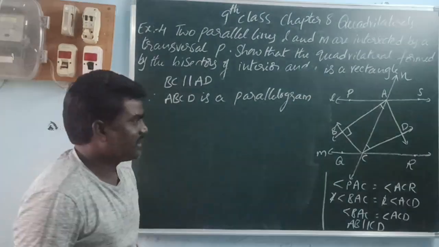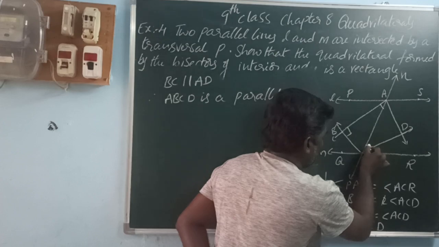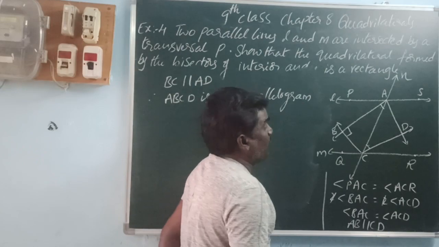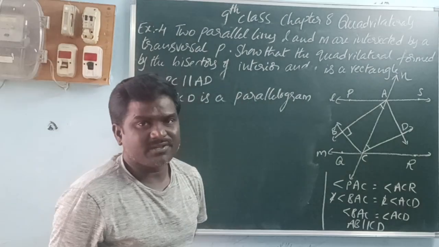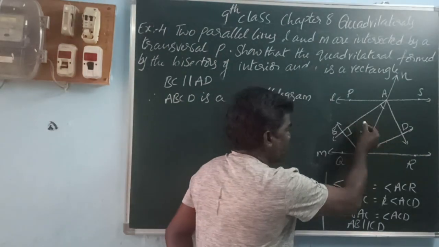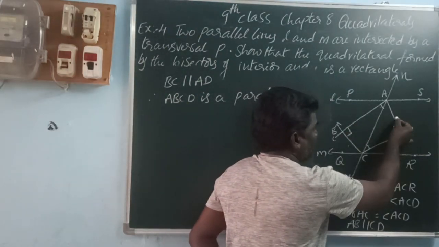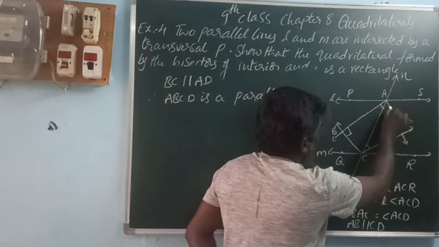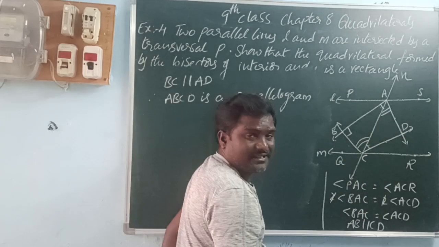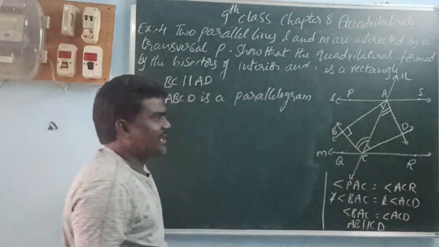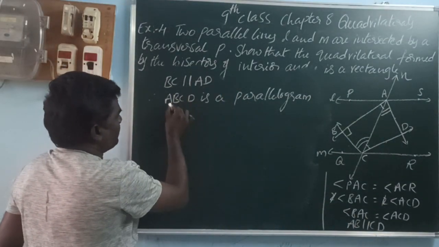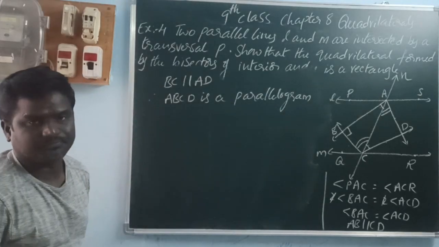How can we say these two angles are equal? They are alternate interior angles, which are equal. So by the conditions of parallel lines, these two lines are parallel. In the same way, these two lines are also parallel. So AB is parallel to CD and BC is parallel to AD, then ABCD is a parallelogram.